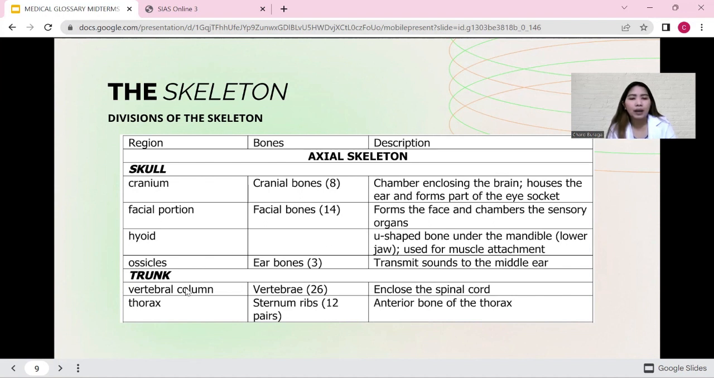Vertebral column yung trunk. Kung saan vertebral column, nandyan yung spinal column, spinal cord. There are 26 vertebrae. It encloses the spinal cord, and the thorax means thoracic dito sa dibdib, sternum, ribs, meron siyang 12 pairs. So 12 pairs, hindi 12 ang ribs natin. Meron tayong 24, bali 24 ribs, but 12 pairs ang tawag, the anterior bone of the thorax.